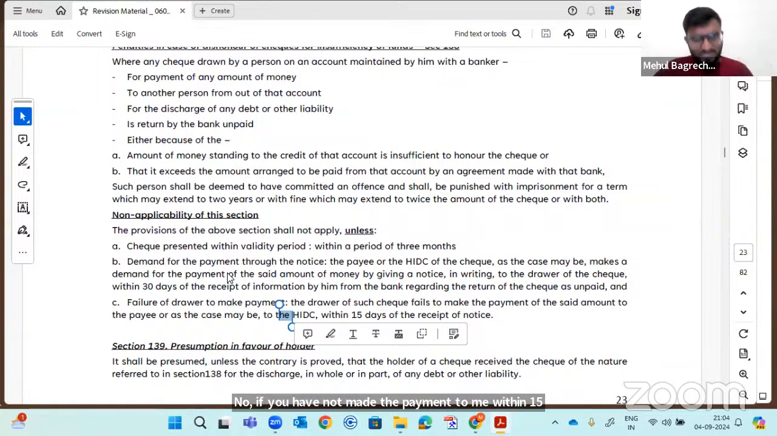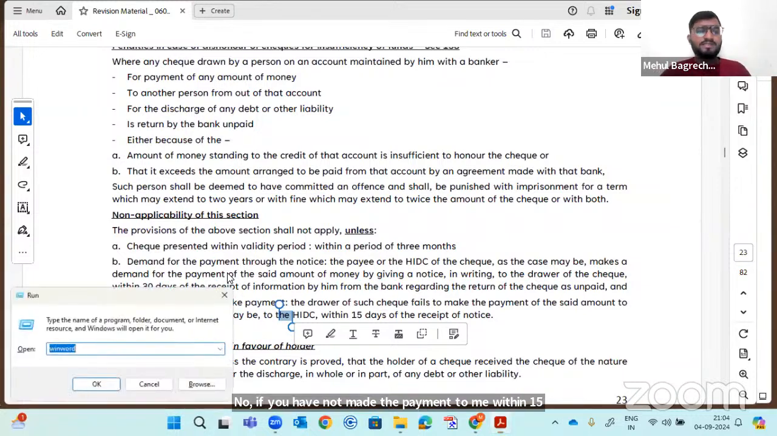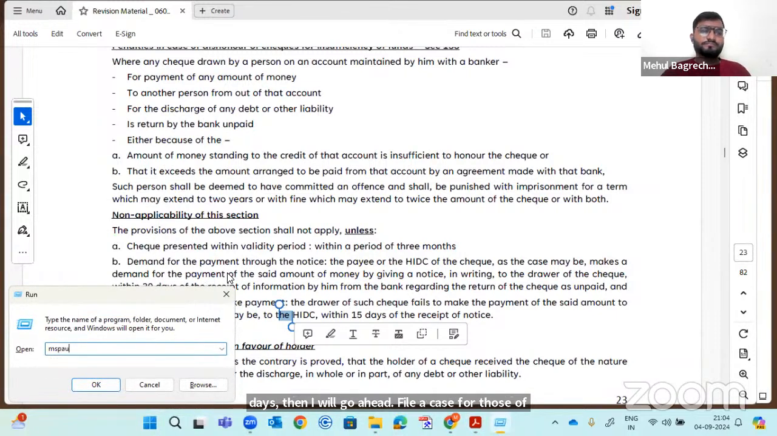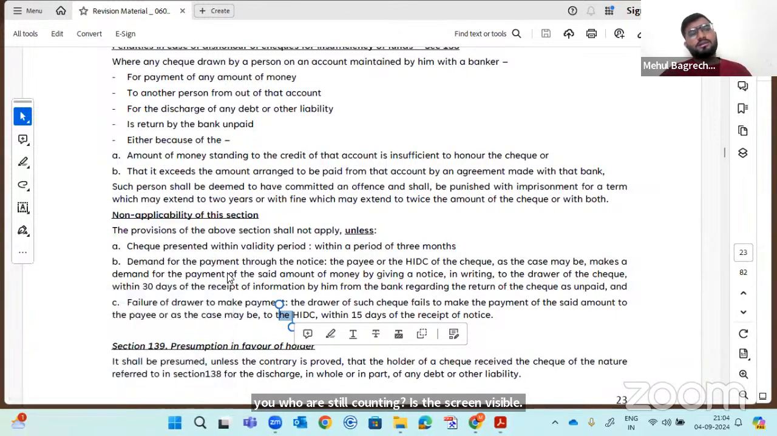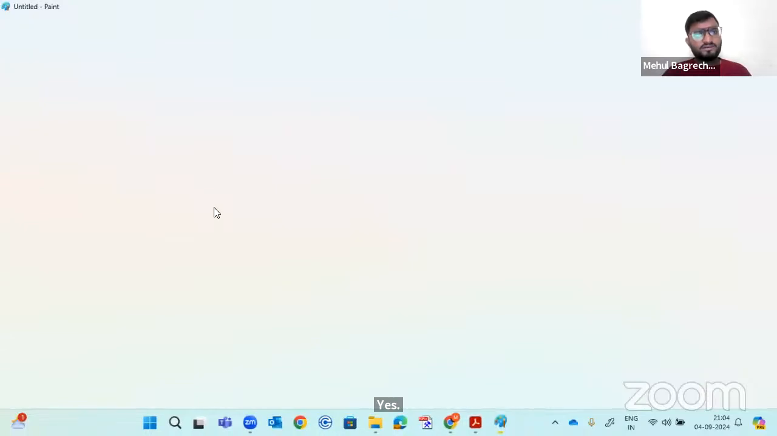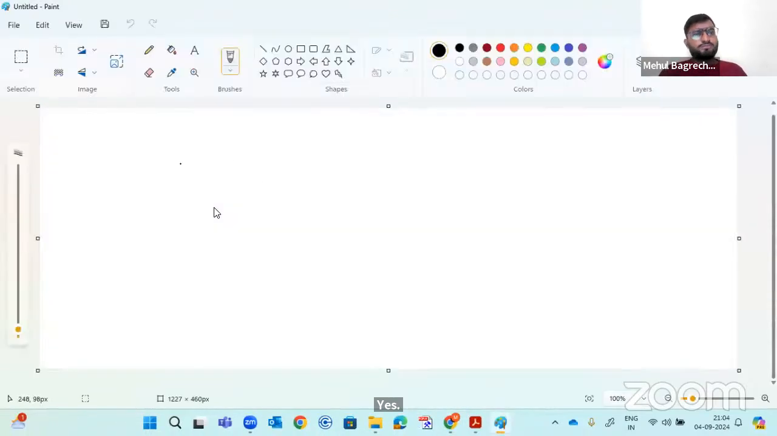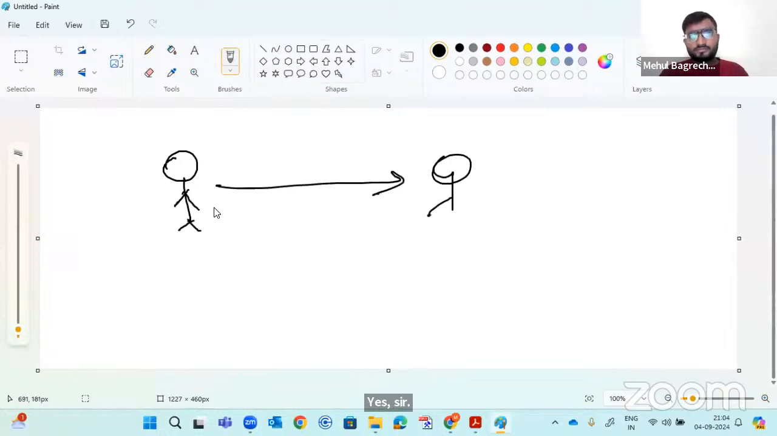For those of you who are still counting stars, let me quickly repeat. Is the screen visible? Yes, sir. Let me know if the screen is visible. Can you see the MS screen? Yes, sir. Let's assume you have given an instrument to me. Now stop judging my drawings. I'm not an artist, so listen to me.